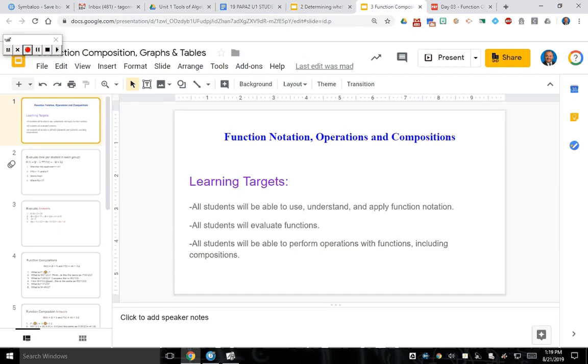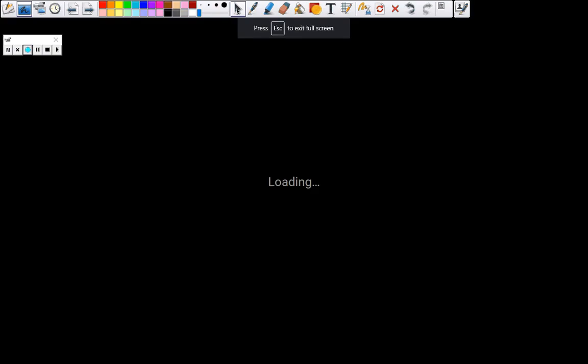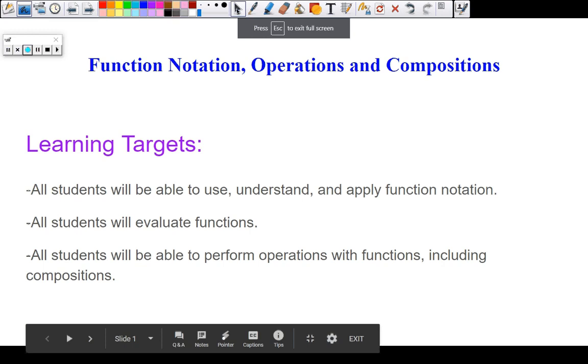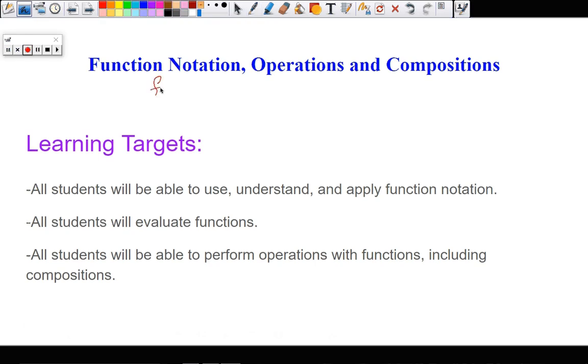Okay, so now let's go to function notation, operations and compositions. Function notation is basically f of x, g of x. Operations are: are you multiplying, dividing, subtracting, adding, what are you doing? And compositions will look something like a two-step process. We're going to get to this in just a bit.